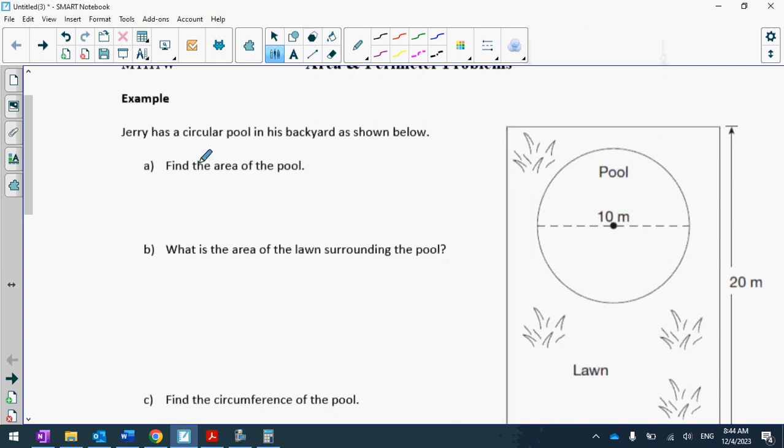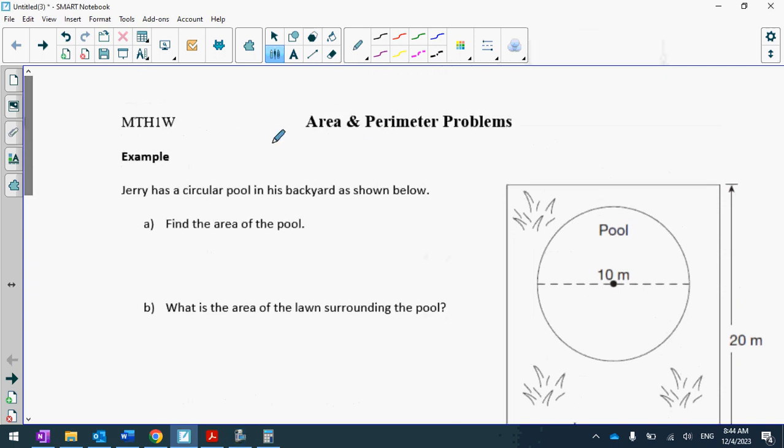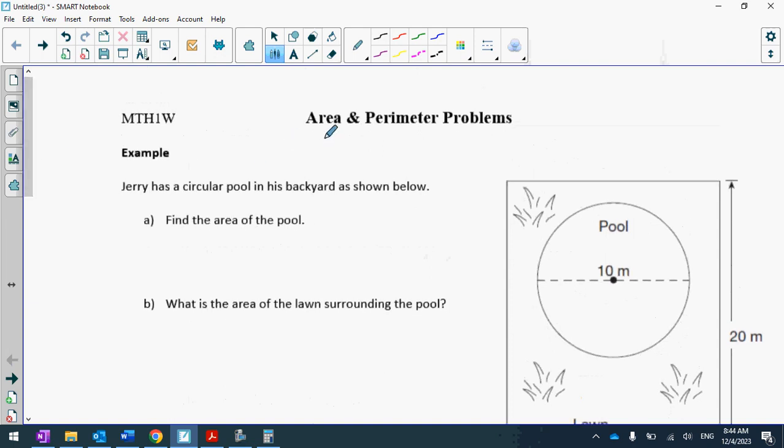In this lesson, we're going to look at solving area and perimeter problems. Now, to start with, just as a review, the area of a shape is the amount of two-dimensional space that the shape occupies, like if you're going to tile it or shade it in or something like that.